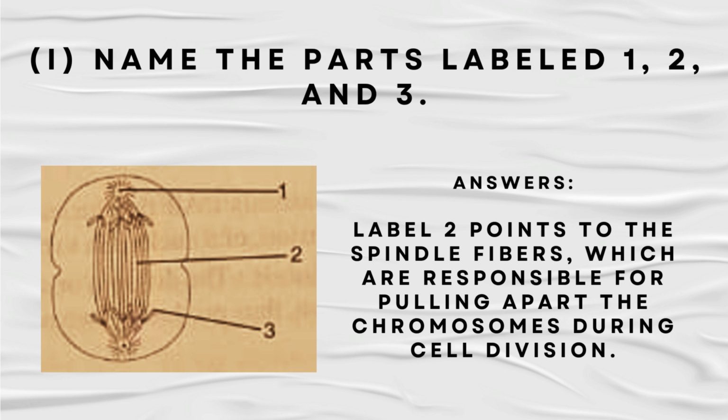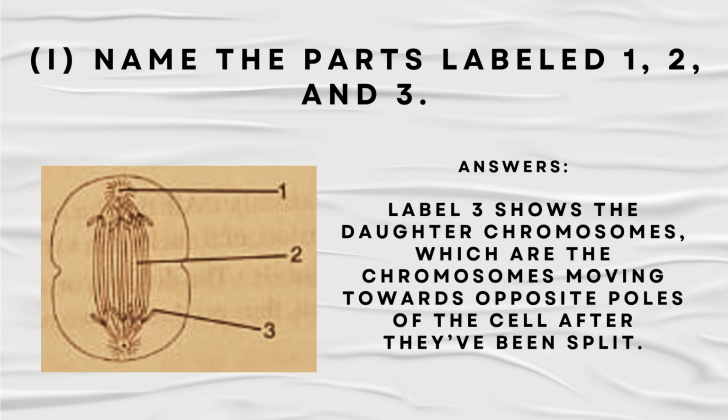Label 2 points to the spindle fibers, which are responsible for pulling apart the chromosomes during cell division. These fibers ensure that the chromosomes are evenly divided between the two daughter cells, making them crucial for the accurate distribution of genetic material. Label 3 shows the daughter chromosomes, which are the chromosomes moving towards opposite poles of the cell after they've been split. This movement is essential for ensuring that each new cell gets an identical set of chromosomes.